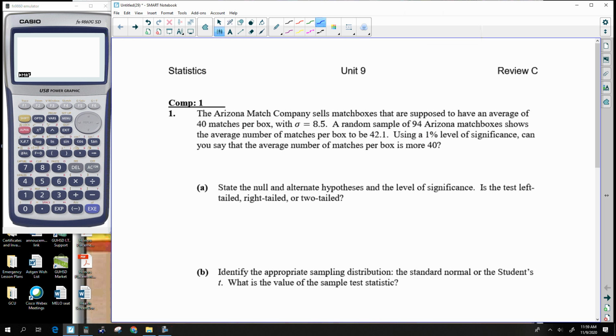All right, so picking out the important stuff of this first problem, I see that the sigma is 8.5. So it's a sigma problem, 40 match boxes. The average matches per box, it's supposed to have an average of 40. And we looked at 94, and our sample was 42.1. But looking at a 1%, is it now more than 40?